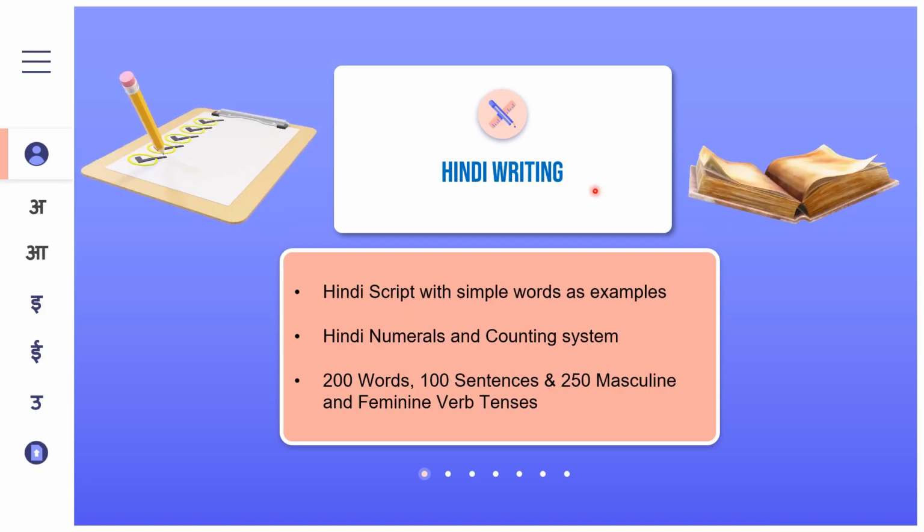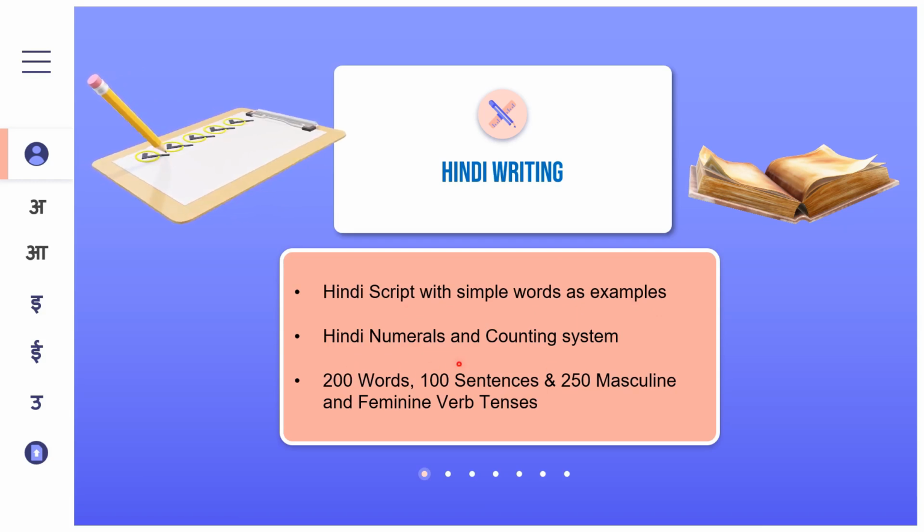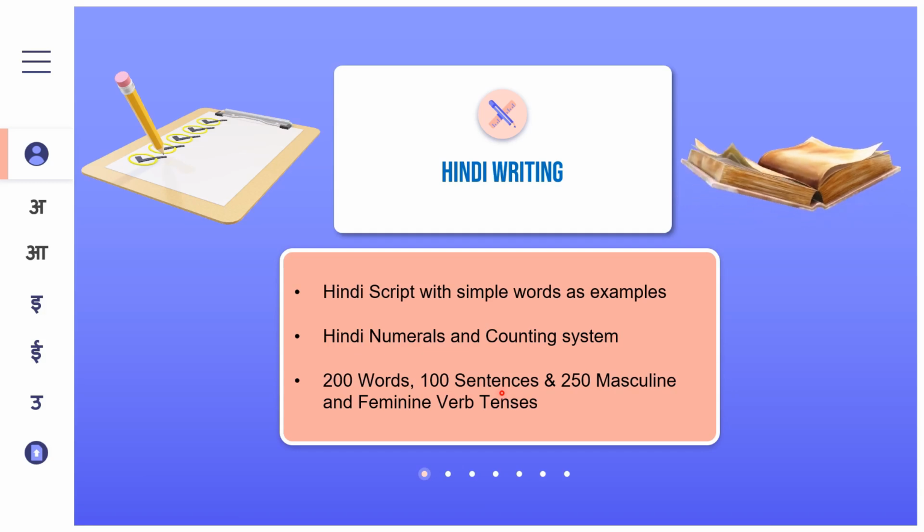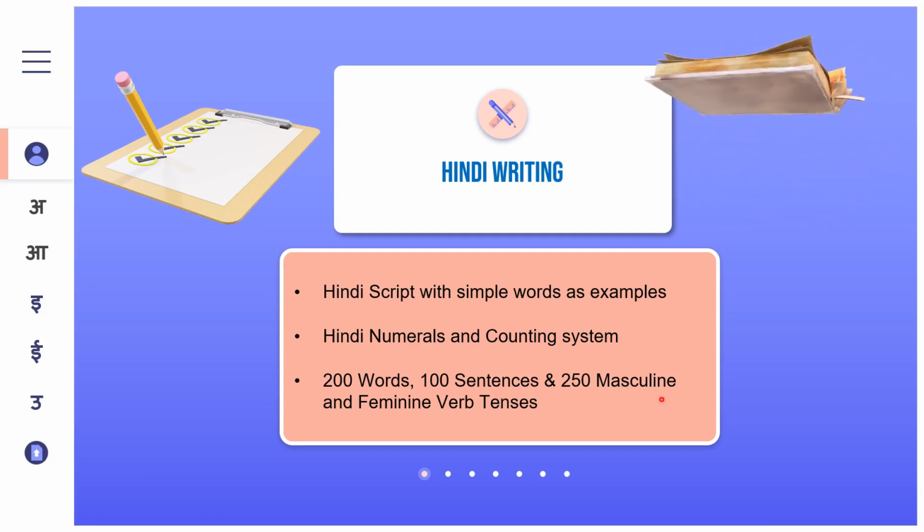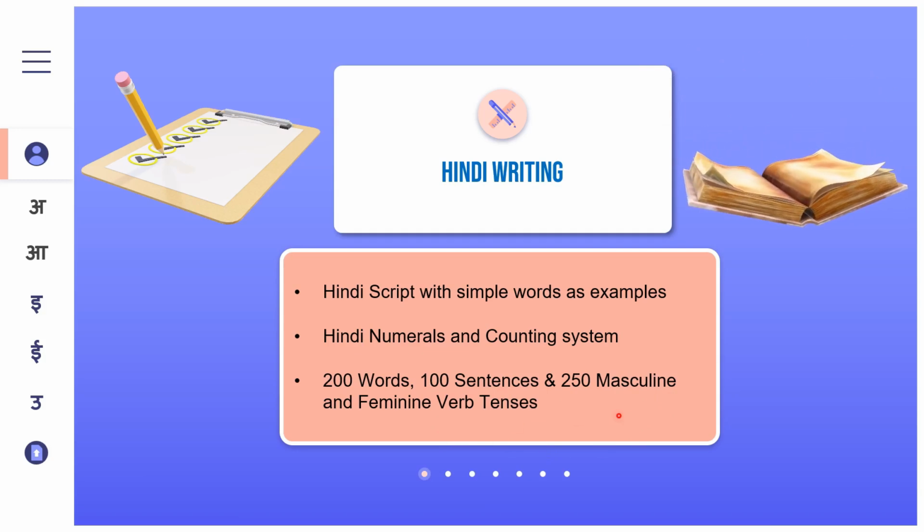Additionally, there is also a section for Hindi writing. Here, you will learn how to write the Hindi script. Lots of simple words have been given as examples so that you can practice further. Hindi numerals and the Hindi counting system are a part of this. Besides, there is a list of 200 plus most commonly used words, 100 plus useful sentences, and 250 examples of verb tenses in both the masculine and the feminine form. All this will ultimately contribute to your greater expertise in the Hindi language.